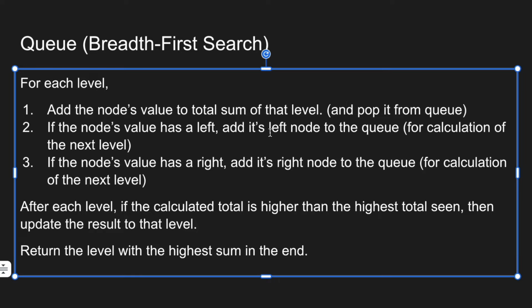And when we look at that node, we want to check if the node has a left value or a right value. If we do, then we need to add that to the queue for the calculation of the future levels. Now after calculating the total sum of each level and adding the left and right values for future levels, before we look at the next levels, we need to check if the total in that level is the highest total that we have seen so far. And if it is, then we will update the current result to that level. And in the very end, we will return the level with the highest sum.